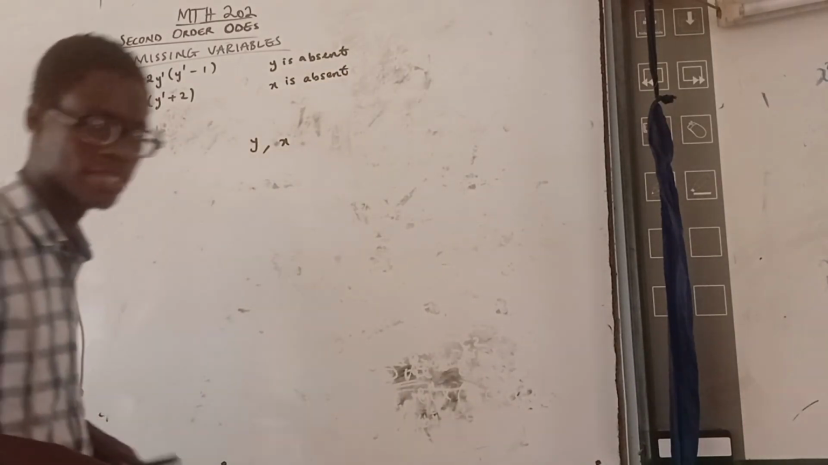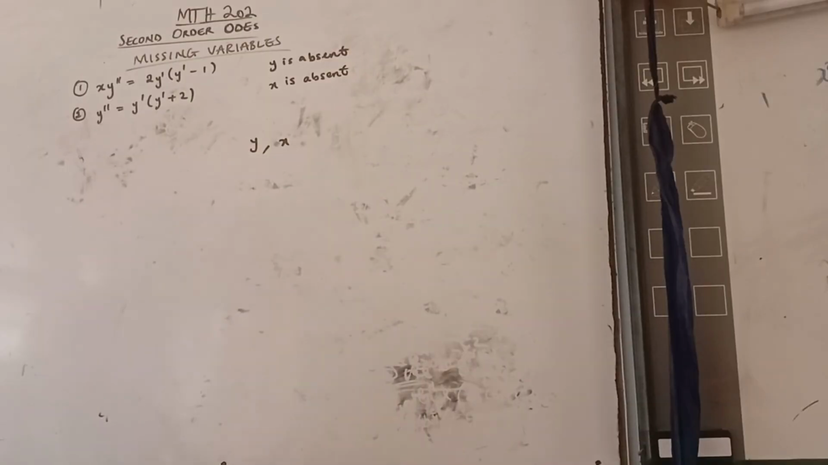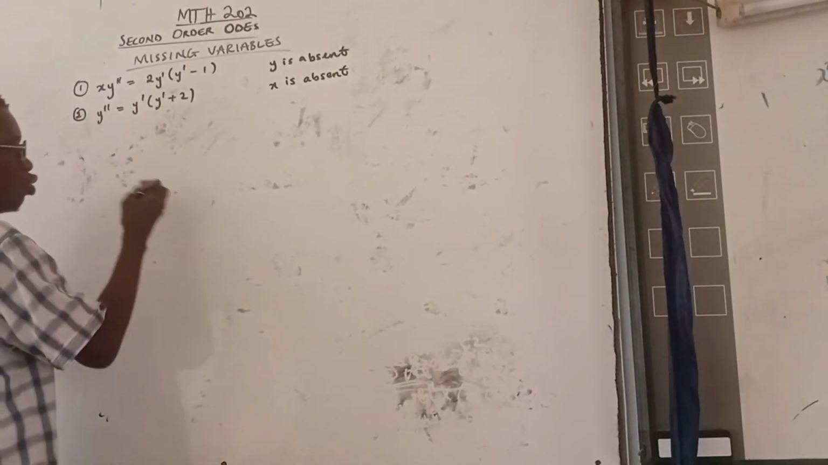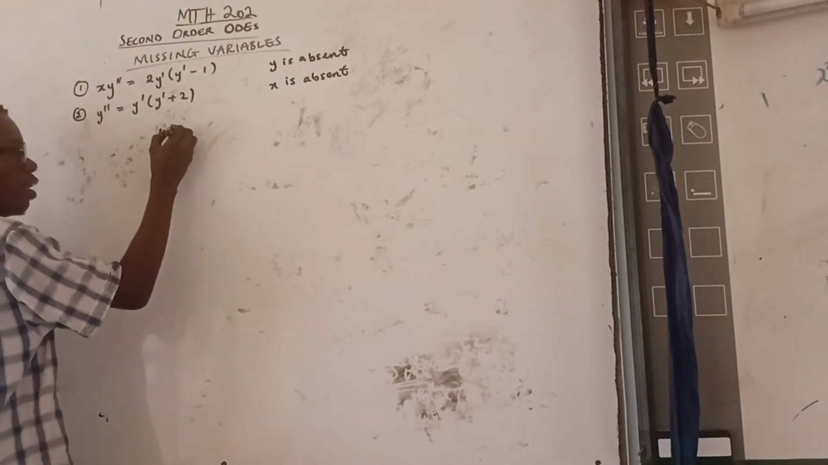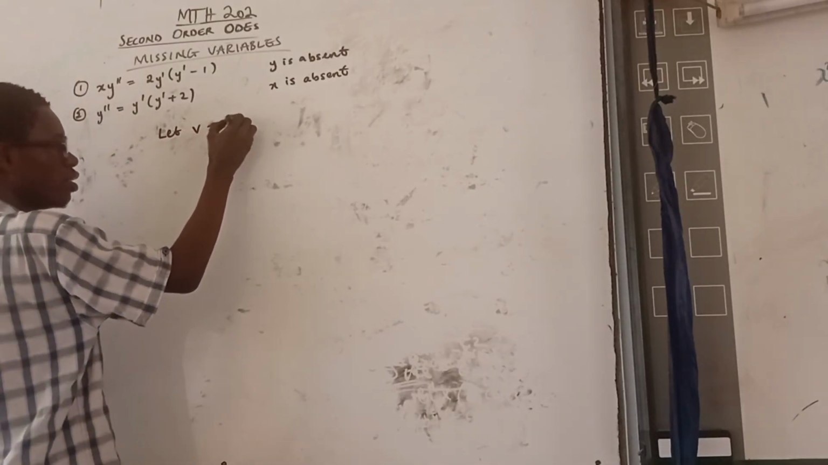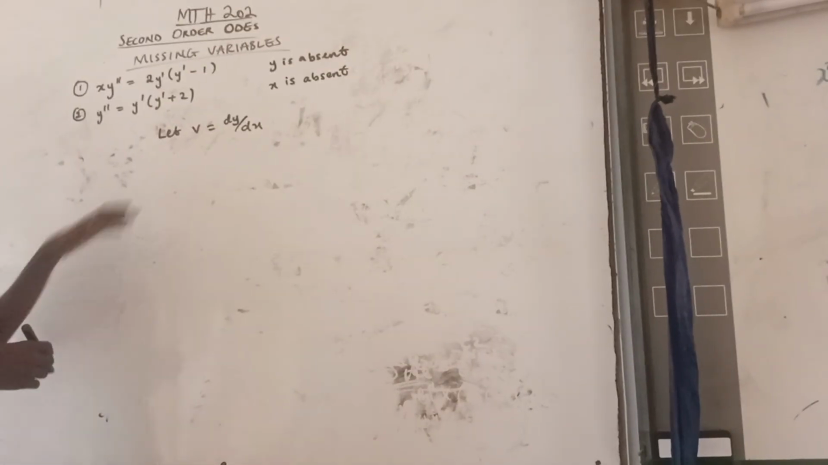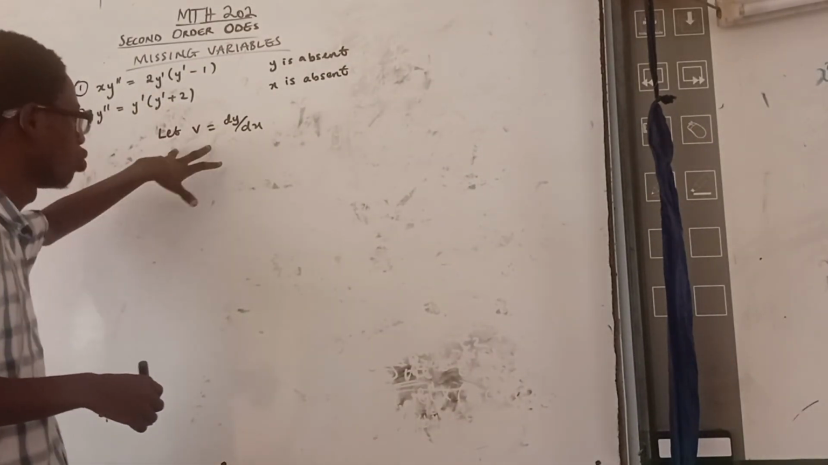So what happens when y is absent? What happens when x is absent? When y or x is absent, we are going to use our substitution. Let v equal dy/dx. When both of them or either of them is absent, we are going to use this substitution.